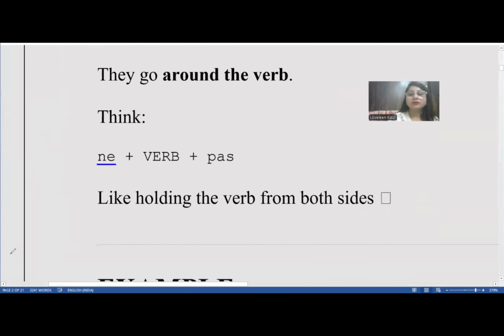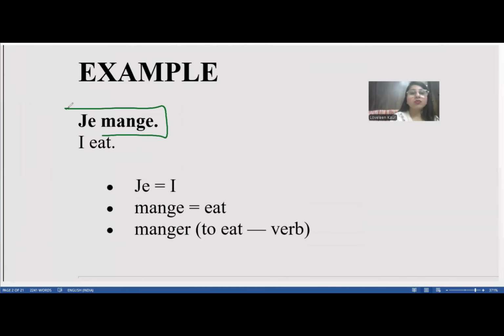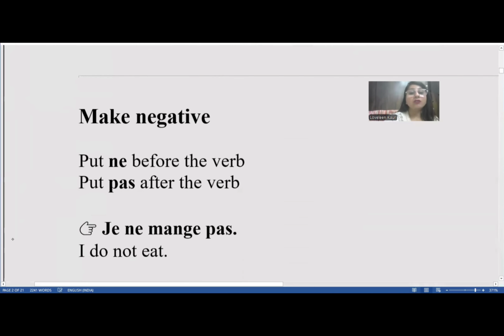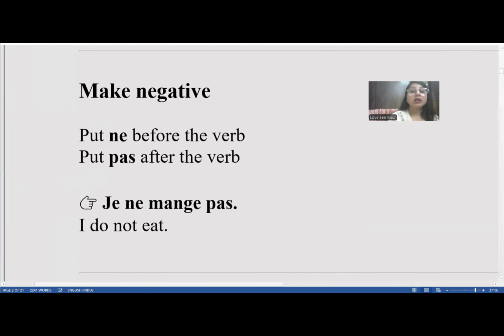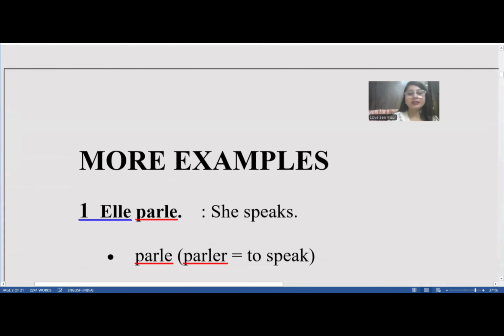For example, here if I say je mange means I eat, je means I, mange means eat. So manger is a normal ER verb, okay? So if I say je mange means I eat, how will we make it negative? We'll put ne before the verb, right? Manger is a verb, no? And pas after the verb. So this is the verb mange. So we'll use ne before the verb and pas after the verb, right? So this way you can make it negative. This is the normal version of making the sentences negative, right?